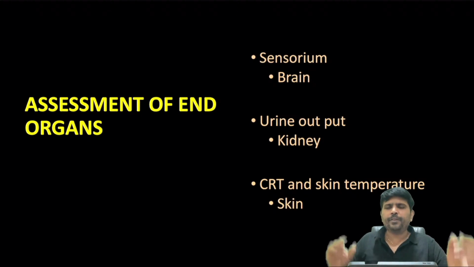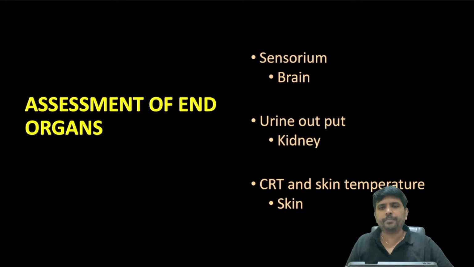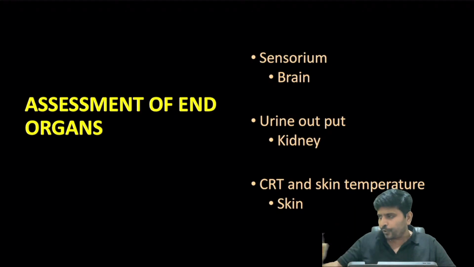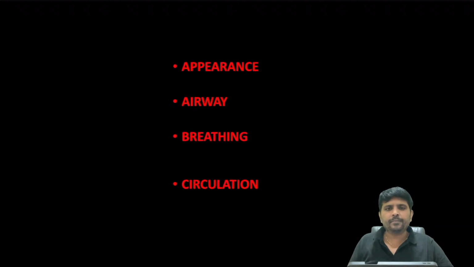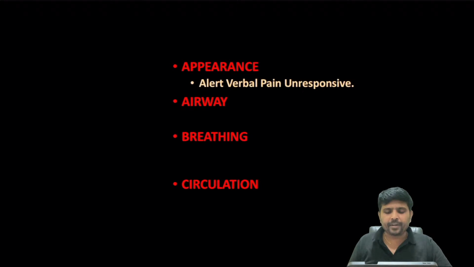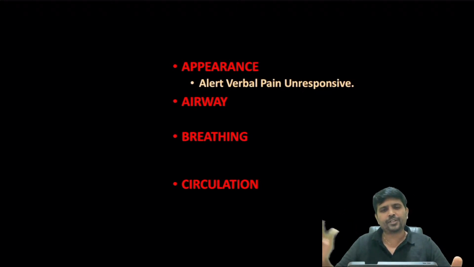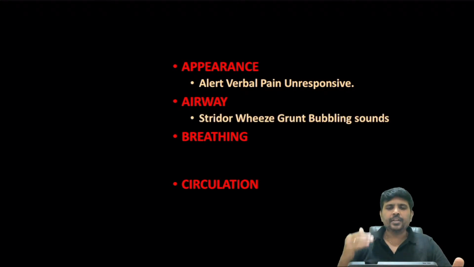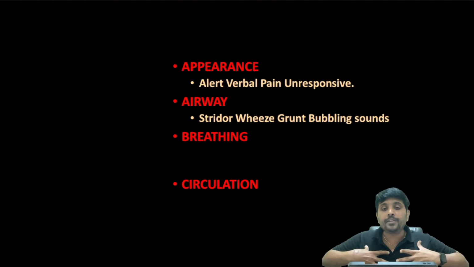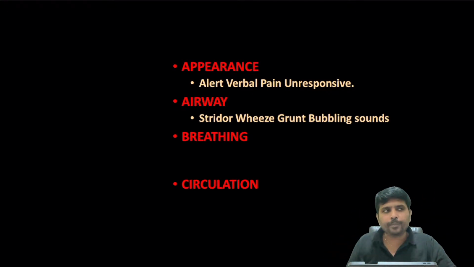Okay, and finally, if your sensorium is altered, it means your brain is not working. If your urine output is reduced, your kidney is not working. If your capillary refill time is high, the skin is not working properly. So appearance, airway, breathing. Finally, to conclude, appearance means alert, verbal, pain, unresponsive. Alert, good child; unresponsive, bad child. Airway: stridor means upper airway obstruction. Grunting means lower airway obstruction. When you hear bubbling sounds, it is a terminal event due to pulmonary edema.